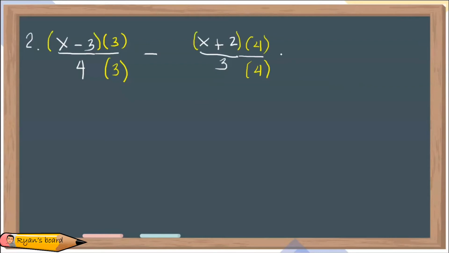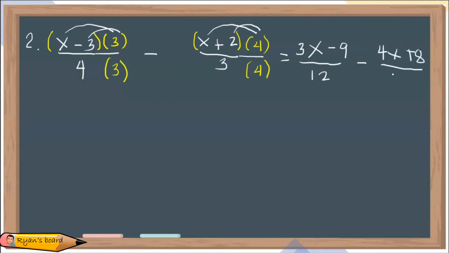Okay, now, multiply the numerators. So, what is x times 3 or 3 times x? That's 3x. And 3 times 3, that's 9. So, minus 9 over, that's 12, diba? Minus, and this is 4x, okay? And this is positive 8 over 12. So, kung mapapansin mo, parehas na sila na denominators. So, we have to copy the common denominator, 12.